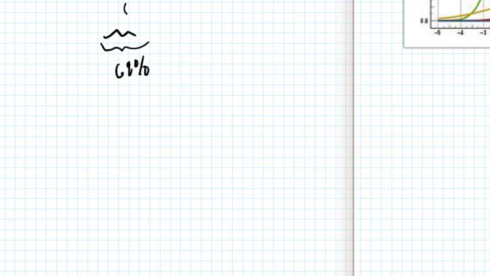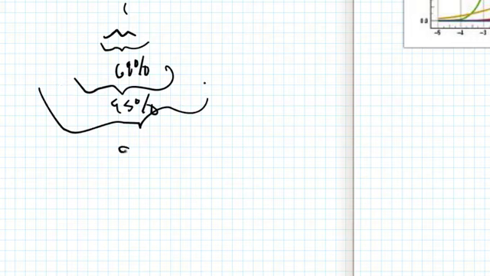If I go two standard deviations away from the mean, I pick up 95% of the data. And if I go three standard deviations away from the mean, I pick up 99.7% of all the data.